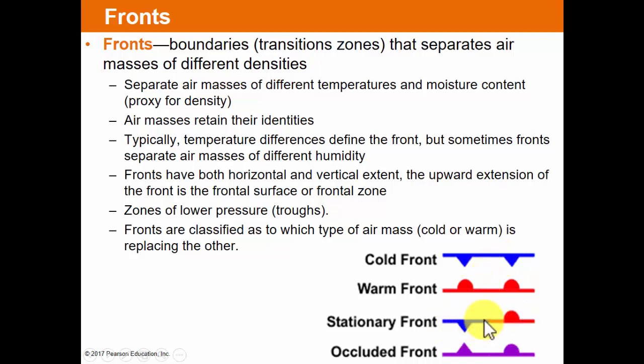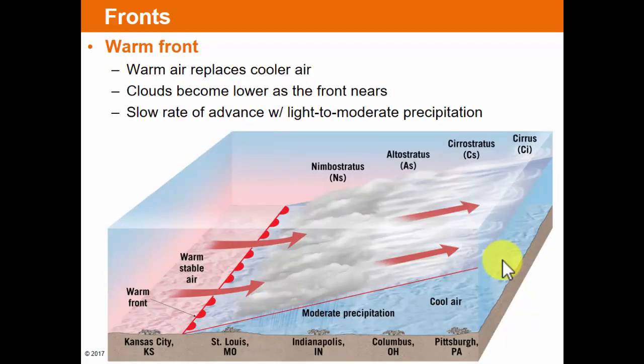Stationary front, interchange back and forth between cold and warm, is a front, the transition zone, that's not moving. And the occluded front is when the cold front actually catches up with the warm front, and we'll show you more of that with the mid-latitude cyclone.